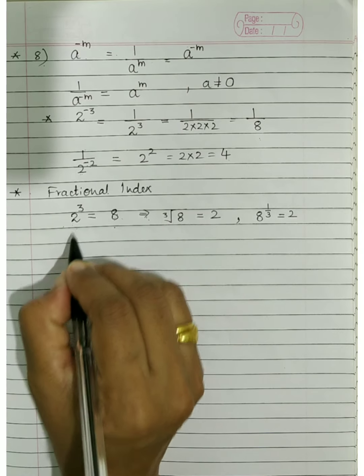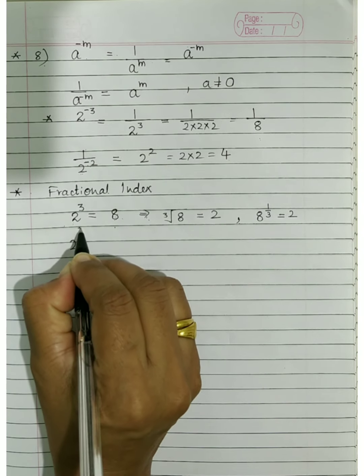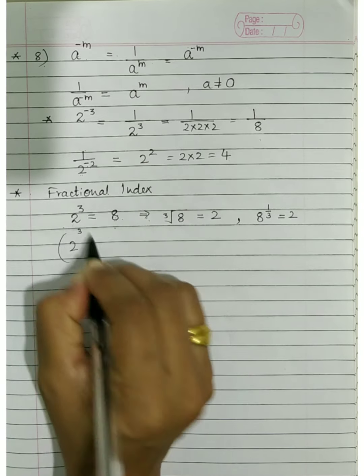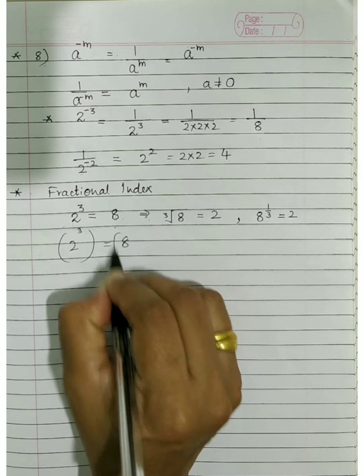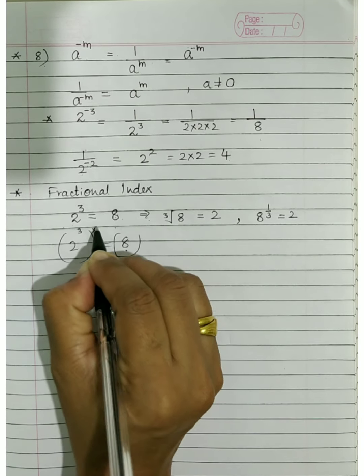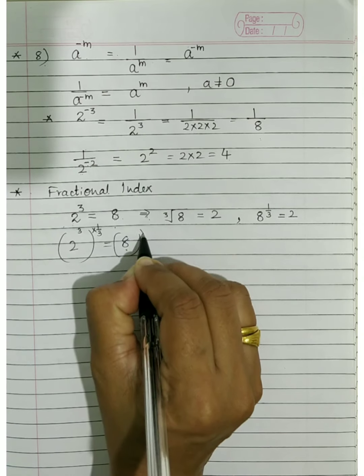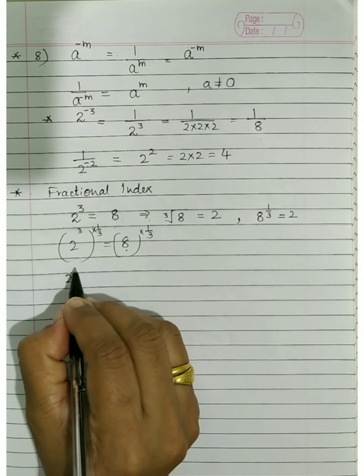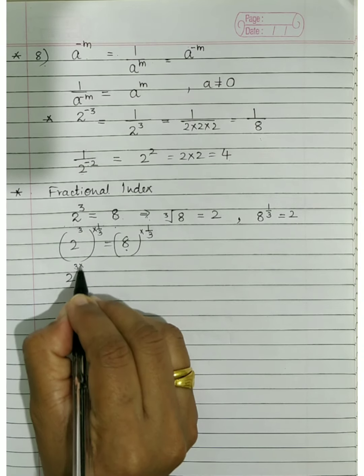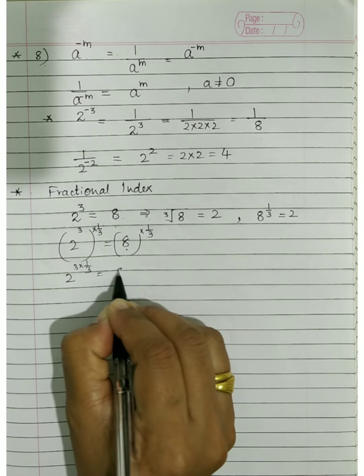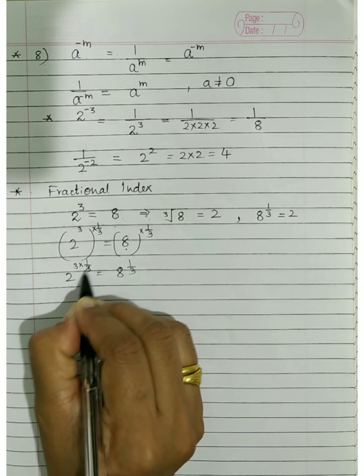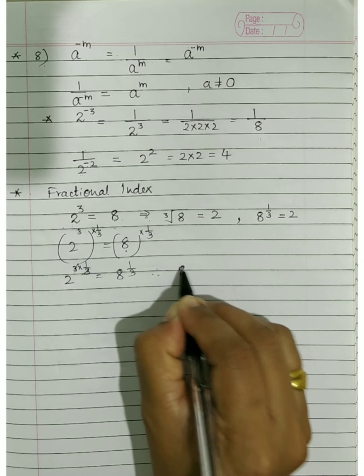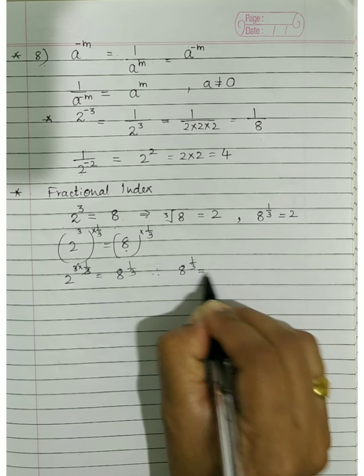From here also I'll show. This is 2 raised to 3 equals 8. If I raise both sides by 1 upon 3, what will happen? Just now we use the law of indices. These two indices will be multiplied. This will be 8 to the power 1 upon 3. So simply what do you get? 8 raised to 1 upon 3 is equal to 2.